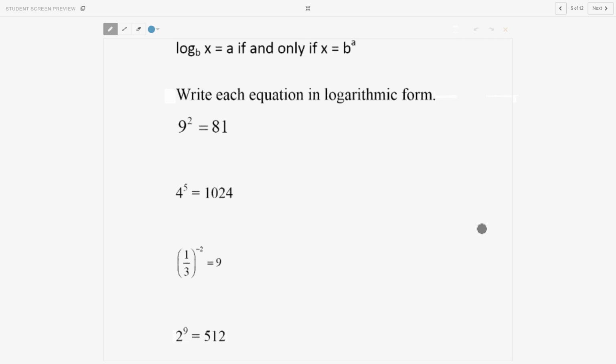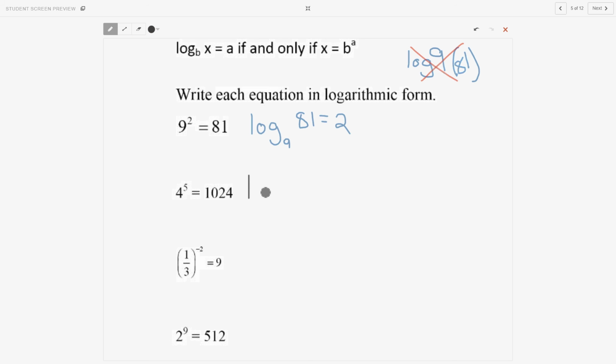Alright, so we're going to write each of these equations in log form. So I'm just going to start by writing log. My base is 9, and I want to make sure that my 9 is small and subscript, of 81 equals 2. What you don't want to do is write log 981. Okay? If you do that, that's going to be wrong. Make sure that it's a small subscript.